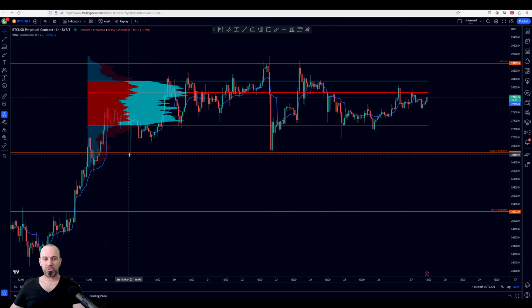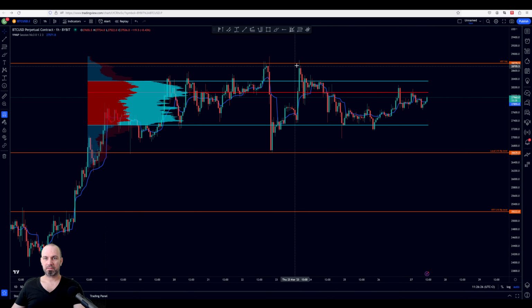Same story, if we see a swing failure pattern of the lows and the price gets acceptance back into the value area of this local range, that opens the possibility for value area high, top of the range, and possibly higher. That's the way you trade a range. Now, there is one other piece of information here.